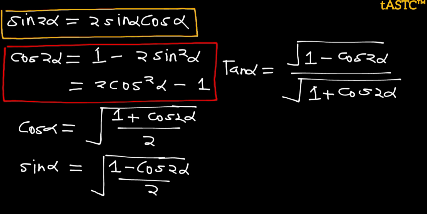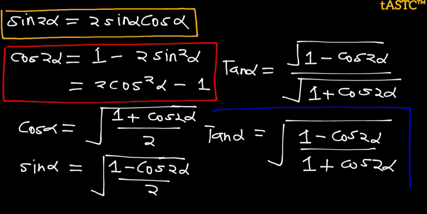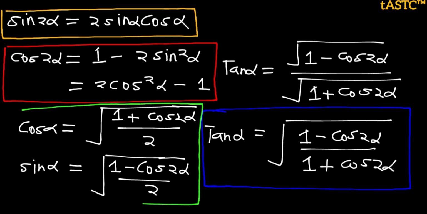Now I could take this square root sign and merge it with this other one. That should leave us with 1 minus cos 2 alpha divided by 1 plus cos 2 alpha, all under the square root. This is actually the other form of the stuff that you have, that is for tangent. These other ones are for the sine and the cosine. Hopefully you understand the idea.